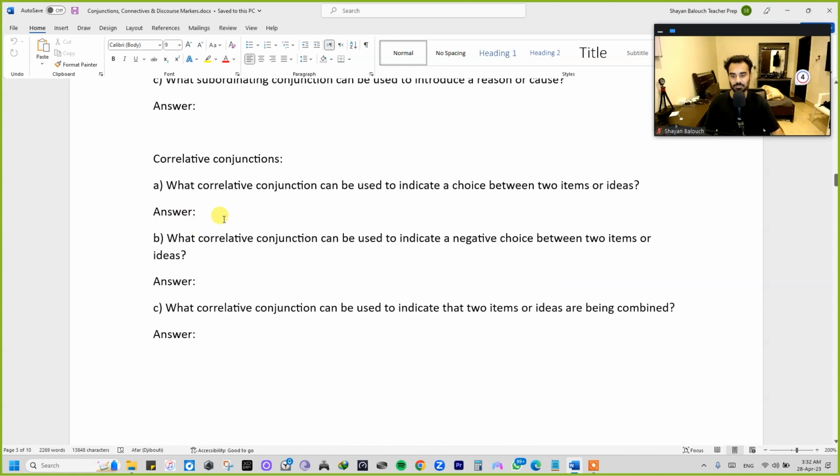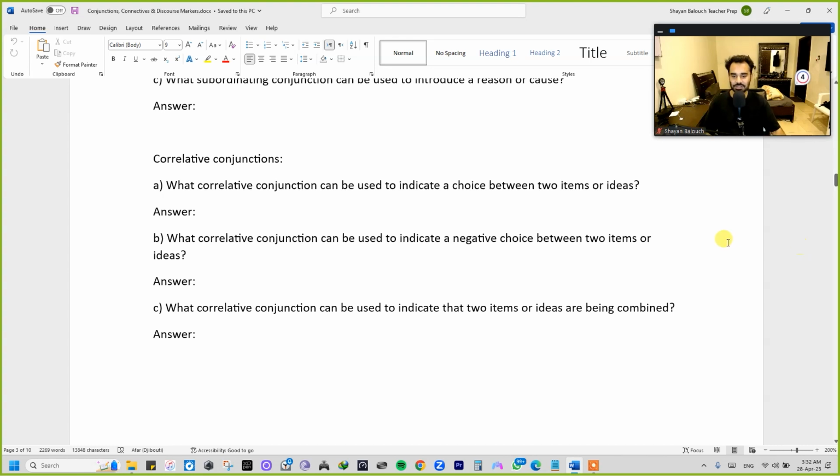Correlative conjunctions. What correlative conjunctions can be used to indicate a choice between two items or ideas? Think about it. Answer in the comment box. Alphabet B. What correlative conjunction can be used to indicate a negative choice between two items or ideas? We have just studied right now. Answer. Okay. Alphabet C. What correlative conjunction can be used to indicate that two items or ideas are being combined? Think about it. Drop down your answers.